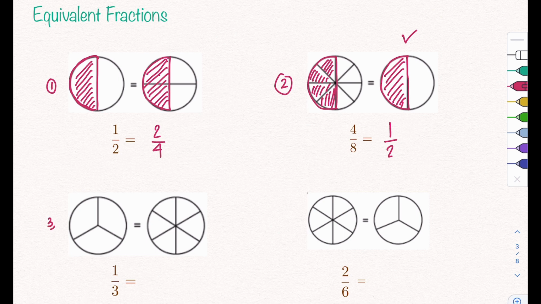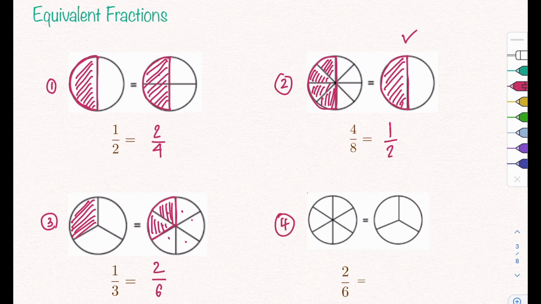Moving on to our third one, our circle is now divided into 3 parts. And out of the 3 parts, we're interested in 1. So we're going to shade in 1 out of 3 to show 1 over 3. And to make this an equal fraction, where the circle is divided into 6 parts, I'm going to write my denominator as a 6. And out of that, this is the portion I need to shade in to make it equal. And that is 2 out of the 6. And so we know that 1 over 3 is equivalent to 2 over 6.